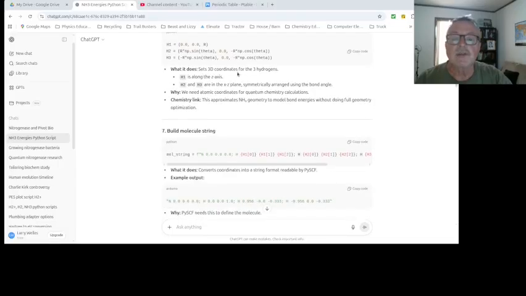Then we have to define the atoms. Here's one atom, 0, 0, R. What's that all about? Well, this is on the z-axis. You notice the x-axis is 0, the y-axis is 0, and the R is the connection between the nitrogen atom and the hydrogen atom.